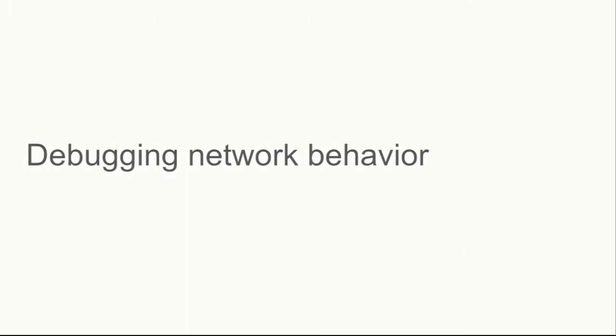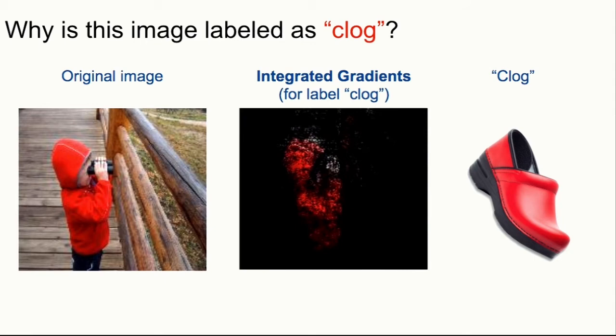Okay, so let's go to the first application, debugging network behavior. This is that clog image. That's the attribution. You can sort of see a clog appearing.